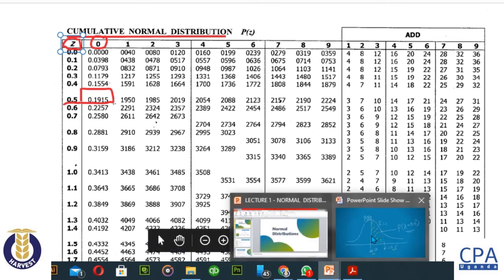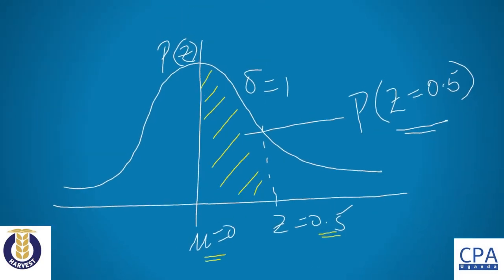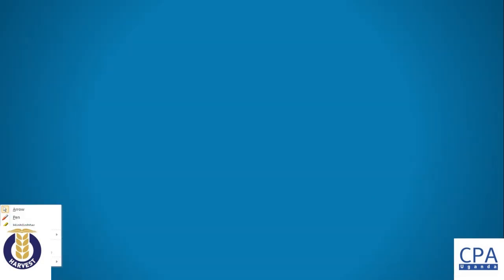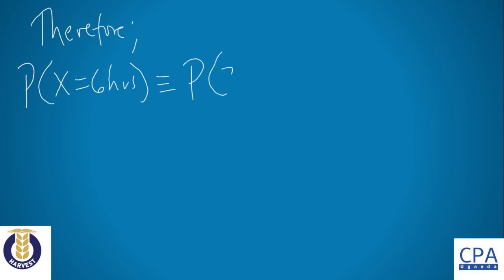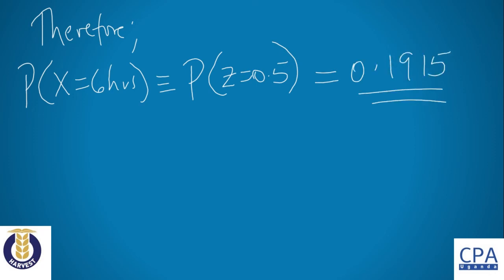The required probability is 0.1915. So you come back here and indicate that the probability, I hope I have enough space here. So we shall say therefore, the probability that X is equal to 6 hours, which is exactly the same as the probability that Z is equal to 0.5, is equal to 0.1915. So that will be the probability that the time taken is equal to 6 hours. So it is as simple as that.